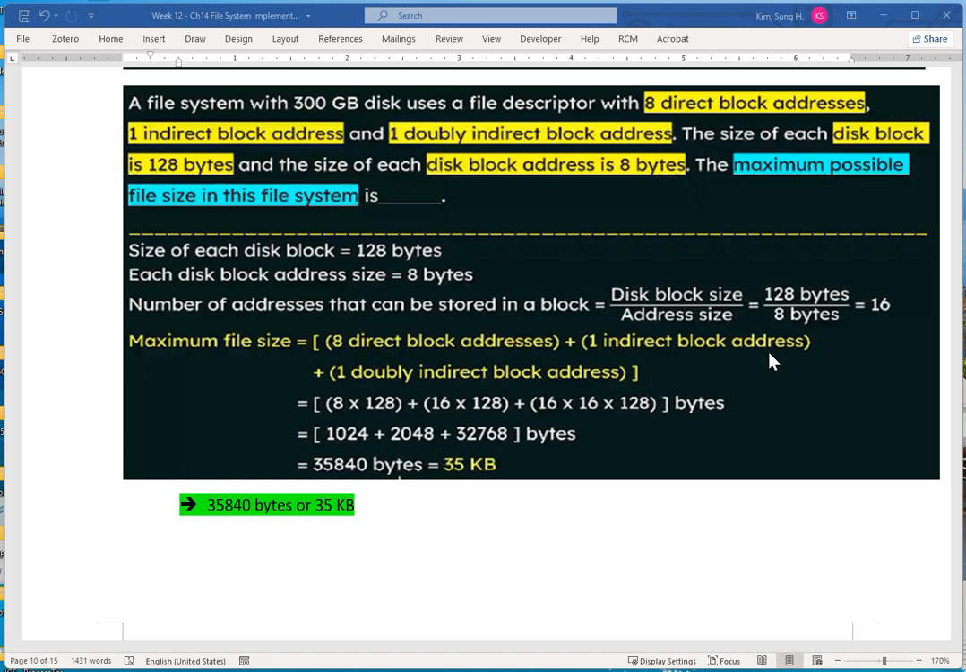block address, and the size for the 1 doubly indirect block address, right? So the direct has 8 of them, and each block is 128 bytes, so you multiply and add them together. The single indirect one has 16 of these blocks, so you multiply that. For the double indirect, you have one of these, but each one of them will have one of these, so you multiply that and each block. If you add them all up together, you get 35 kilobytes. Okay, so that's how you do the calculations.